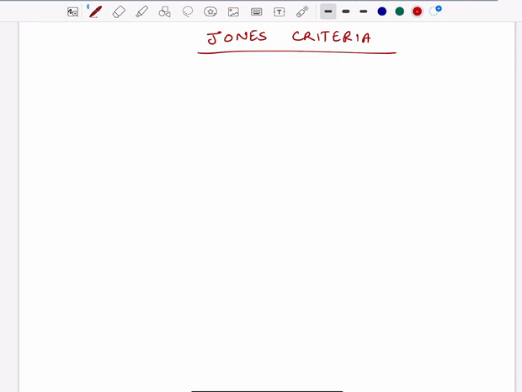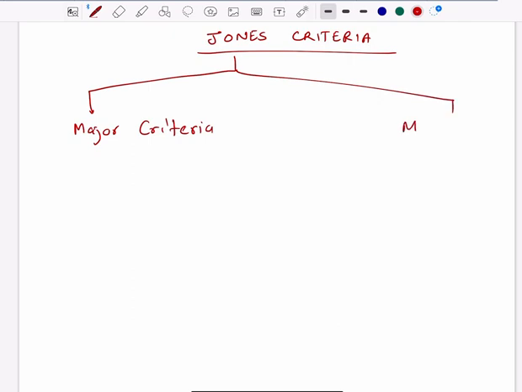We are going to cover this topic in multiple series, but today we will start with one of the main things: what is the criteria for it. That is called Jones criteria. Now, Jones criteria consists of two things: major criteria and minor criteria.